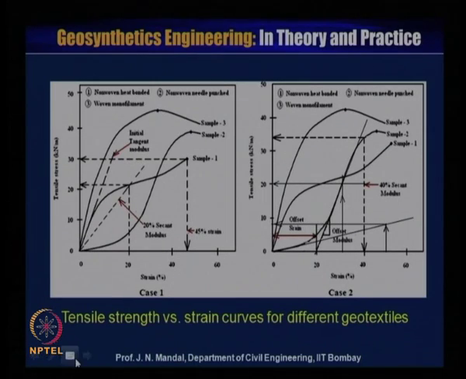This figure shows the tensile strength versus strain curve for different geotextile materials. These are the tensile strength on the y axis and strain on the x axis. Three different types of material are shown. One is non-woven heat bonded material, number 2 is non-woven needle punch material, and number 3 is woven needle punch material. So, these three curves are shown, sample number 1, sample number 2 and sample number 3.